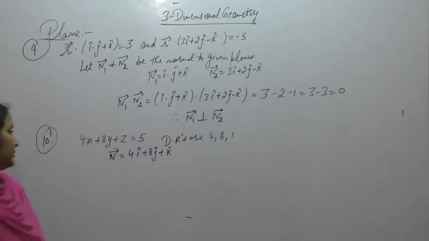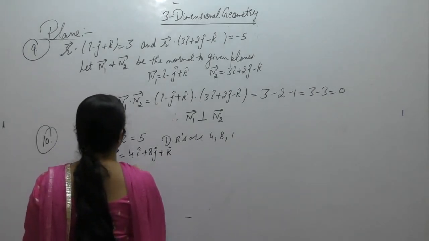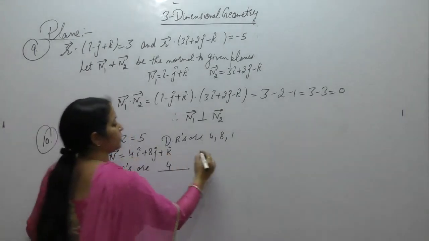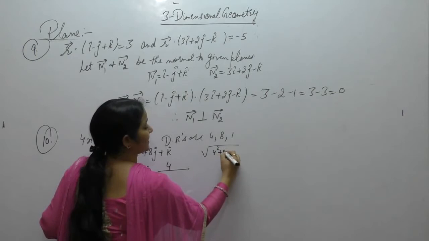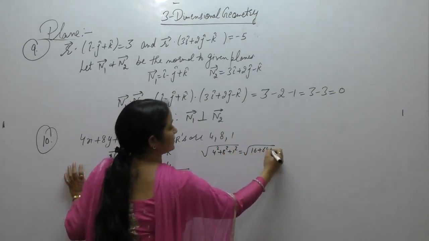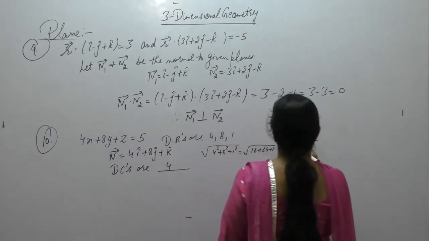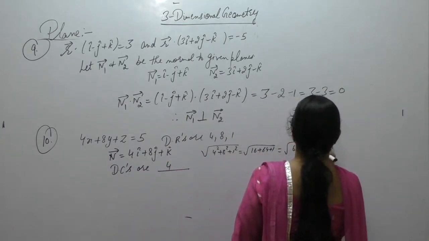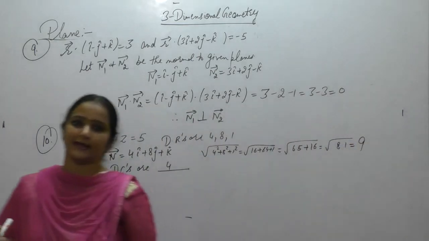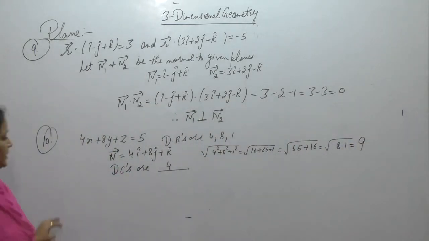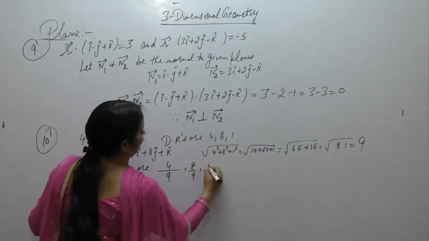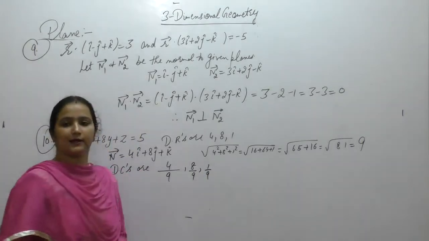Now the direction cosines are 4 upon square root of 4 square plus 8 square plus 1 square, 16 plus 64 plus 1, 81. Square root of 81, that is 9. So direction cosines are 4 upon 9, 8 upon 9 and 1 upon 9.